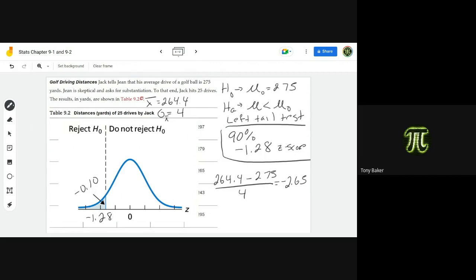Okay. We're not saying what his average is in this situation. We just know he's lying. Or he's inaccurate. That's hypothesis testing. Any questions on that?